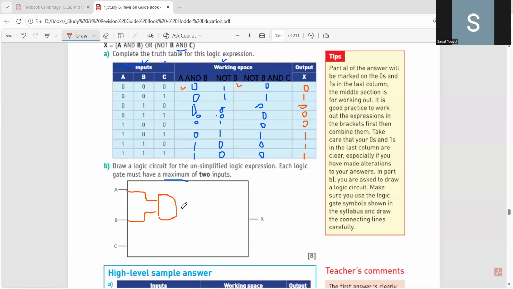This is my OR gate. Then after that, you can see NOT B and C. So you will draw from here the NOT gate first, and then you will be connecting it to another AND gate. Please be clear, this should be another AND gate. Do not think that you're going to use the same AND gate. Please be very, very cautious about these small things.